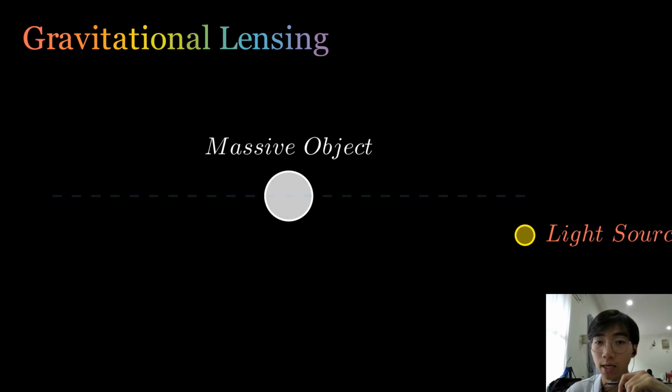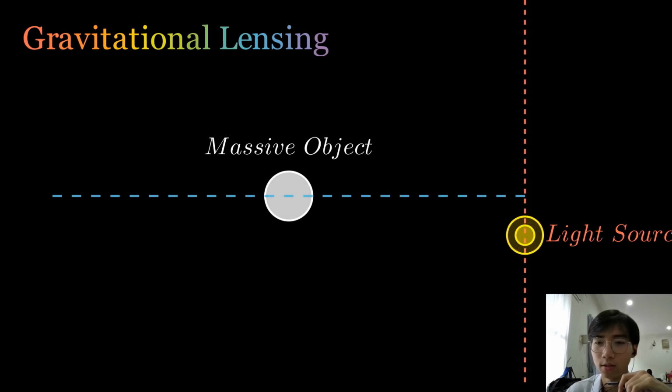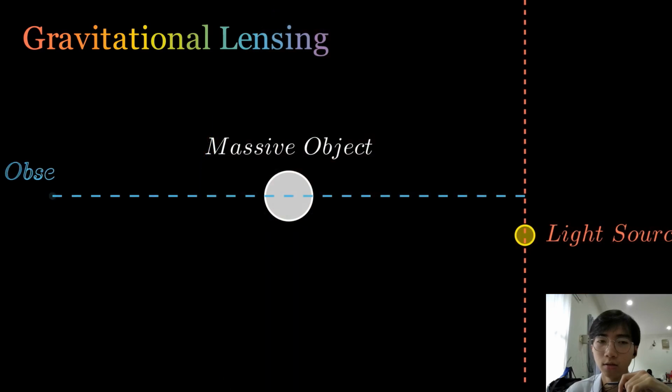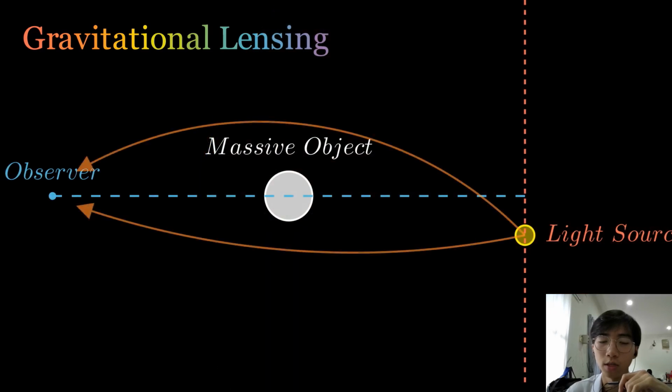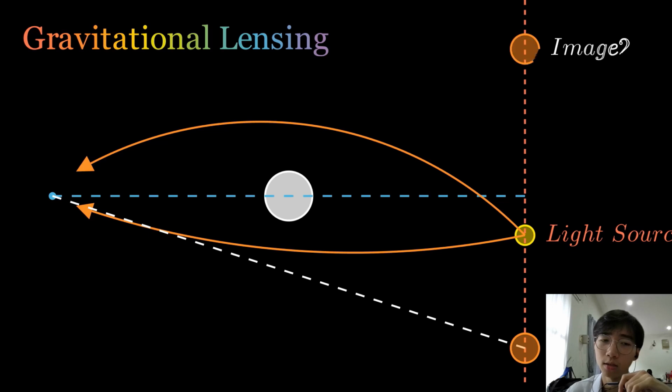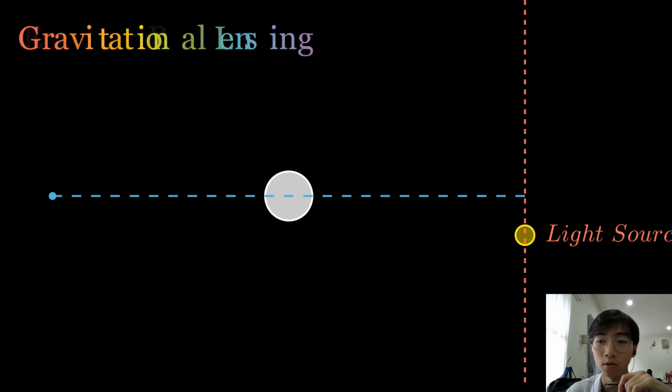We have a light source and a massive object at the center. The light source is emitting light rays. We have an observer on the left side. The light ray coming from the light source is bent by the massive object, and by extrapolating the light ray, we get two images, 1 and 2, that are on the opposite sides of the light source.